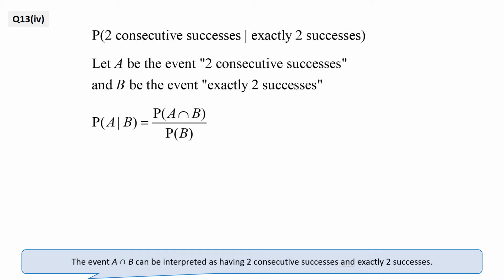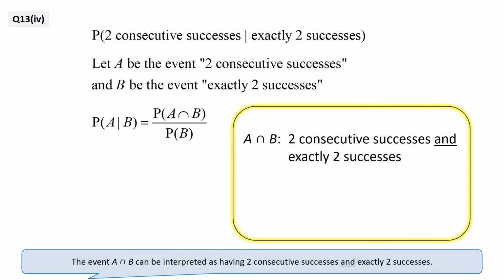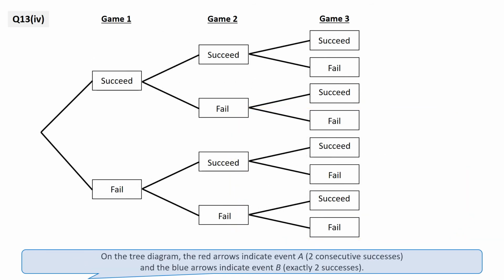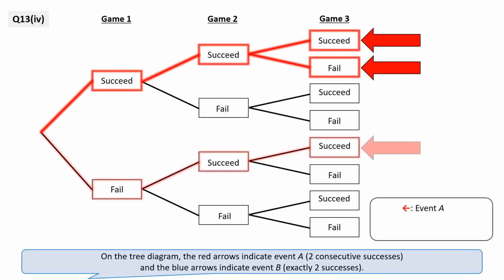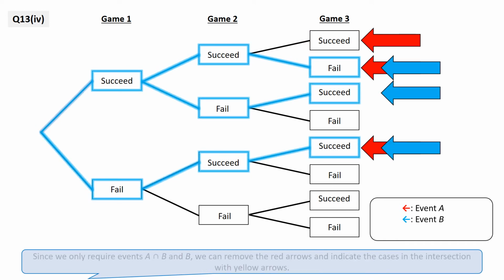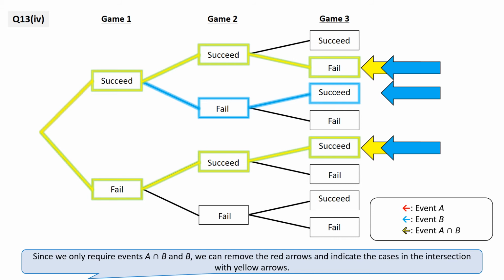The event A intersection B can be interpreted as having 2 consecutive successes and exactly 2 successes. The only cases that exist in this event are succeed, succeed, fail, and fail, succeed, succeed. On the tree diagram, the red arrows indicate event A, 2 consecutive successes, and the blue arrows indicate event B, exactly 2 successes. Since we only require events A intersection B and B, we can remove the red arrows and indicate the cases in the intersection with yellow arrows.